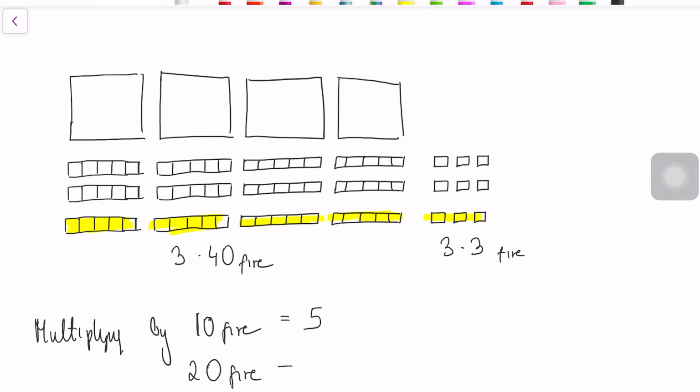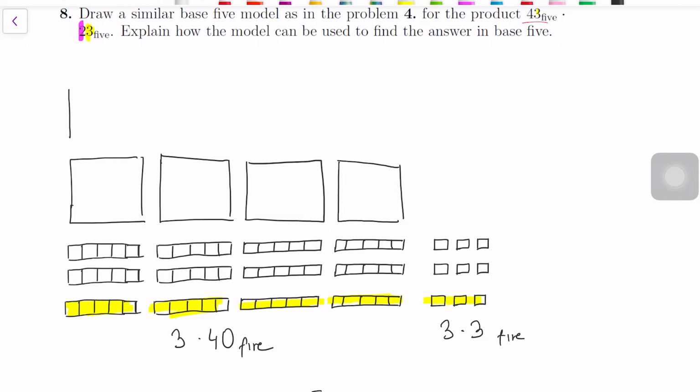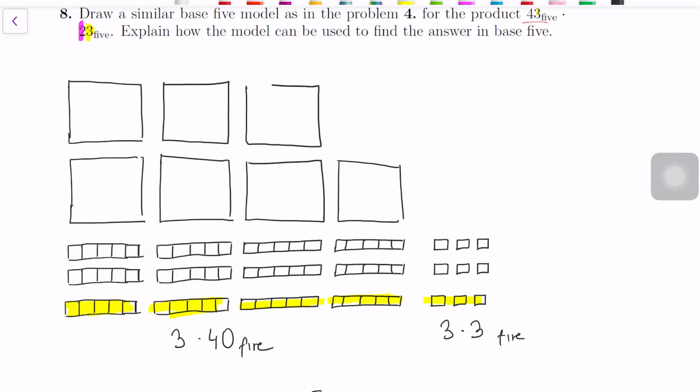But now I'm supposed to multiply not by 10 but by 20 in base 5. So we're basically multiplying twice by 10 in base 5. So we have to do the same again. So twice we're getting those sets of flats. Okay, those are flats 5 by 5 again. Okay, so this was 20 times 40 in base 5.